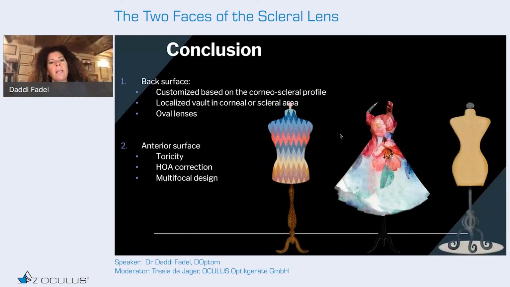So yes, customization is essential, and different techniques are available to help. We can customize the back surface of the lens with highly customized scleral lenses. We can include localized bolt, and we can also have oval lenses. It's also very important to consider the anterior surface of the scleral lens. We need to consider toricity, high order aberration correction, multifocal contact lenses, and decentered optics.